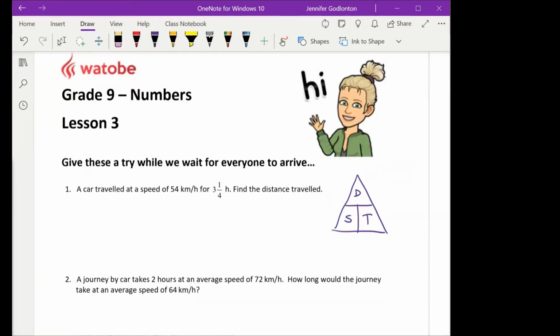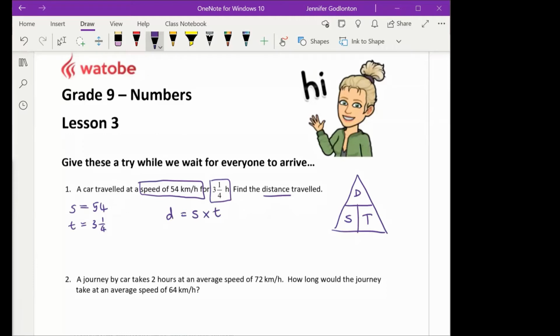Okay, let's try and sort of break through what we've got over here. So a car traveled at a speed of 54 kilometers per hour. So my speed is 54. And he traveled for 3¼ hours. So my time is 3¼ hours. And I'm trying to find the distance. So what is my formula going to be? What is distance going to be equal to? What divided by what, or what times what? Speed times time. Yes, well done.